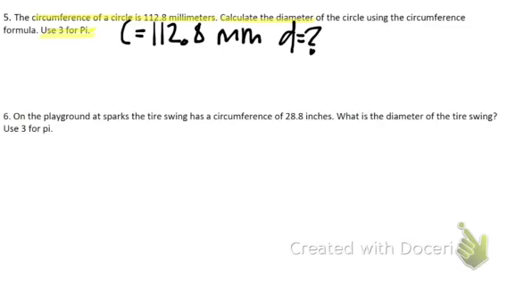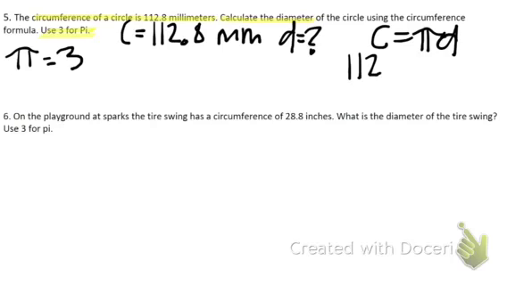And then again, it says that you get to use 3 for pi. So we have that pi equals 3. So we're going to set it up like we did before. So since they give us our diameter, we have c equals pi times d. This time, instead of plugging in for diameter, since we don't know it, we can plug in our circumference that they give us. So I have 112.8 equals 3, because that's what they told us to use for pi, and then I'm going to leave the d as a variable like that.